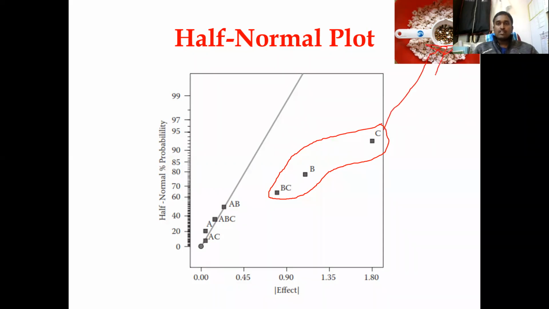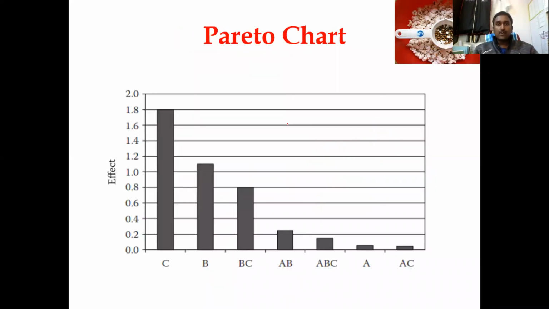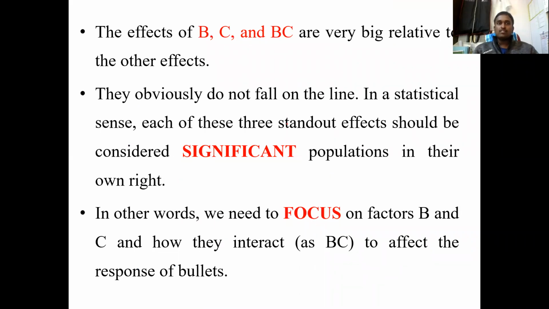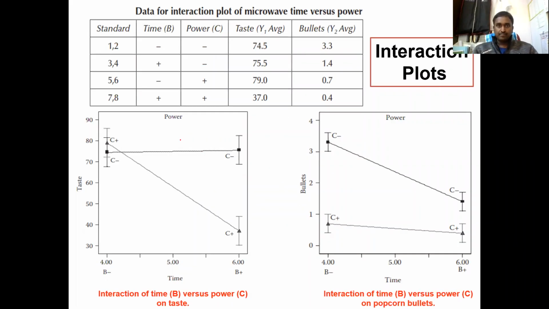So this completely talks about bullets. We finished the taste. In this bullets case also only B, C and BC are the main influencing things. So once again the Pareto charts follow, that's about the bullets. If you see the conclusion, what it says is the effects of B, C and BC are very big compared to the other factors, so they obviously do not fall on the line. In a statistical sense, each of these factors we can consider as significant. So from here onwards, the focus should be only on B, C and BC rather than A or any other interactions. So this is one special case to consider.